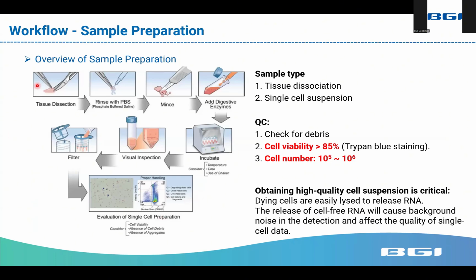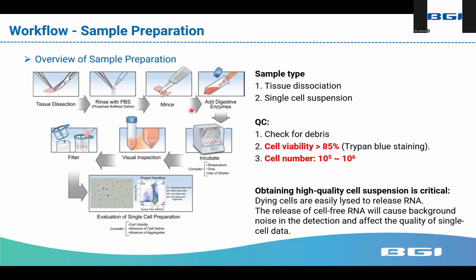Next, let me go through the workflow step by step. At the very beginning is the sample preparation step. Single-cell sequencing is a high-cost project, so strict control during the quality control stage can help us obtain high-quality data and save costs. The sample preparation procedure is the decisive step of the experiment. The left part is an overview of sample preparation. Our services can start from either tissue dissociation or prepared single-cell suspension.